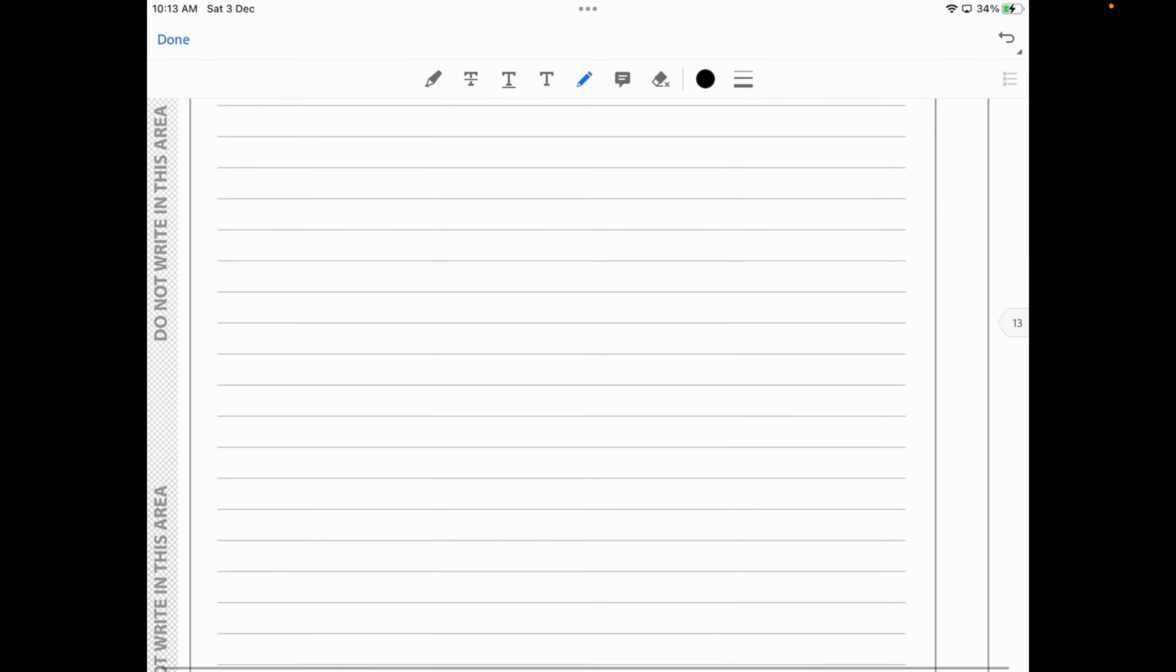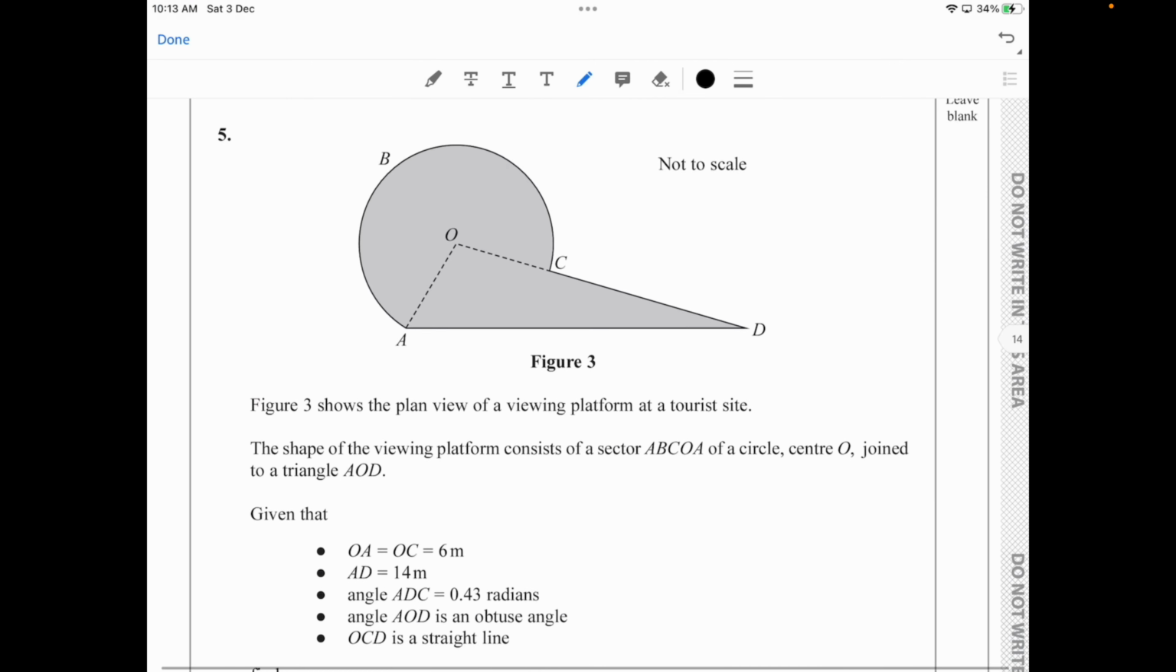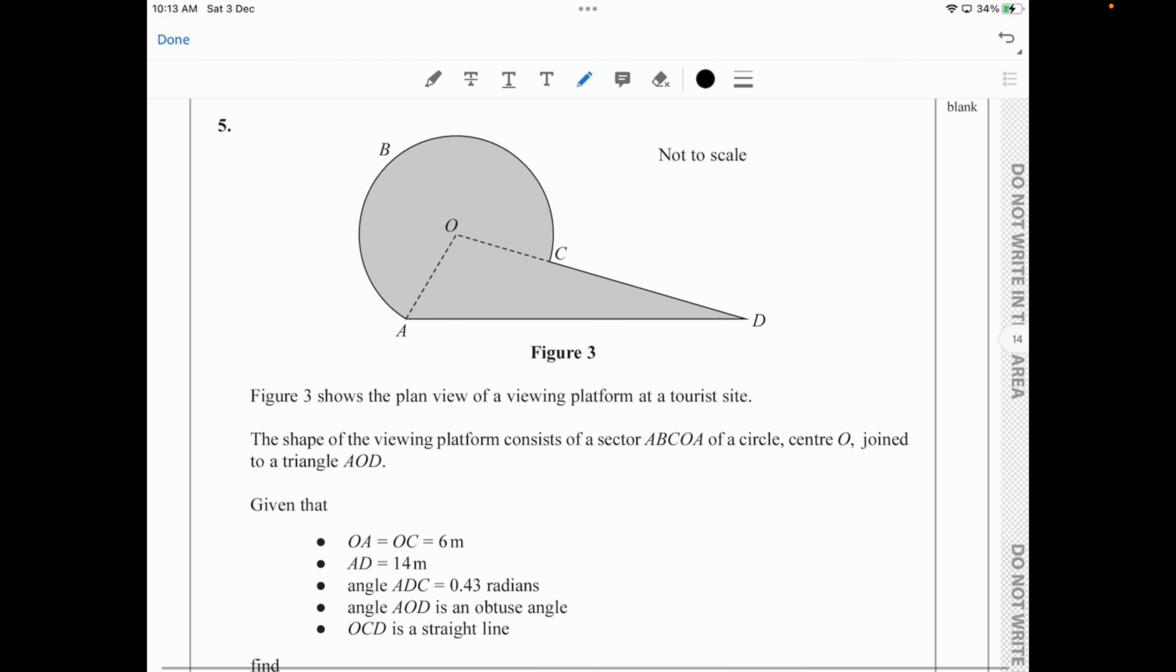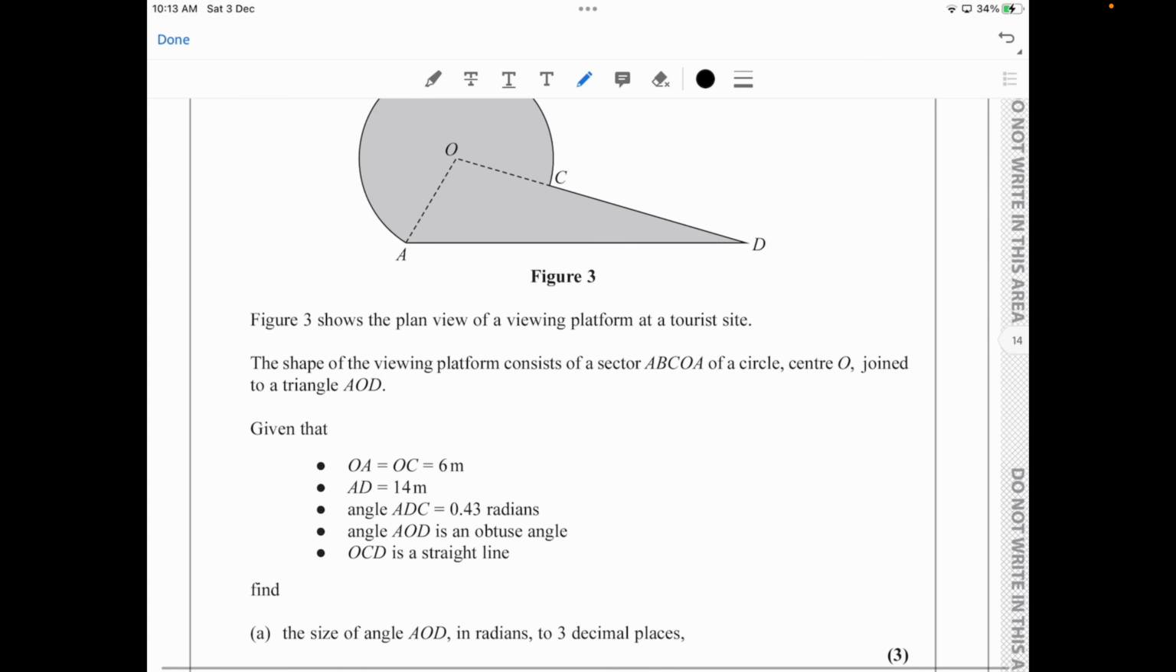Alright, let's move on to the next question. Question 5. We can see question 5 states that figure 3 shows the planned view of a viewing platform at a tourist site. The shape of the viewing platform consists of a sector ABCOA of a circle center O joined to a triangle AOD.